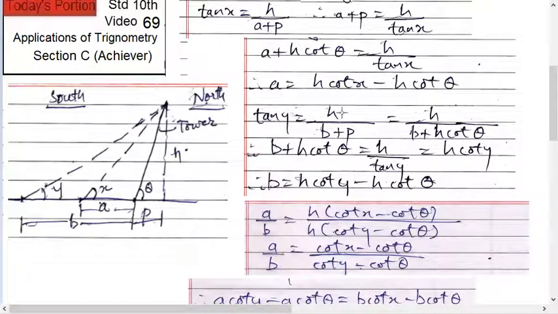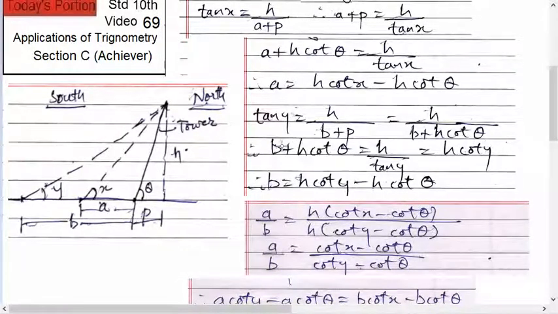tan y equals h upon b plus p, h upon b plus p, right? Therefore, h upon b plus what is p? h cot theta, right? Okay. So cross them. b plus h cot theta equals h upon tan y. This tan y comes down. b plus h cot theta on the other side. So this becomes cot y, right? Therefore, b plus h cot theta equals h cot y.